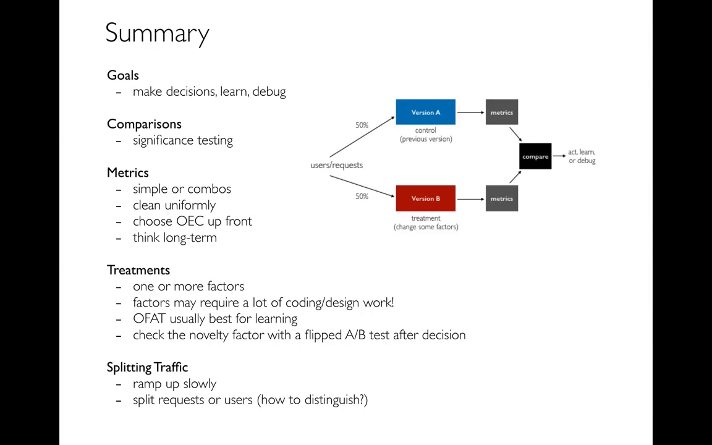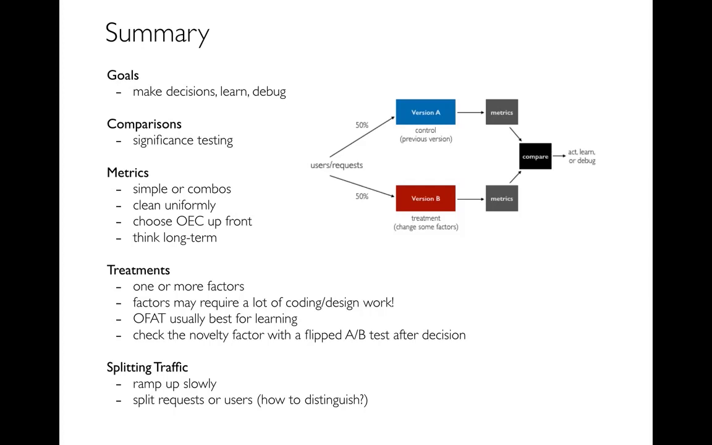Another concern here is that there's often novelty. Maybe that's the real factor. And so you often want to do a flipped A/B test. After you've made a decision to switch, keep running the old version on some users and see if that comes back as being better. Finally, we saw how we split traffic across our treatment and our control.